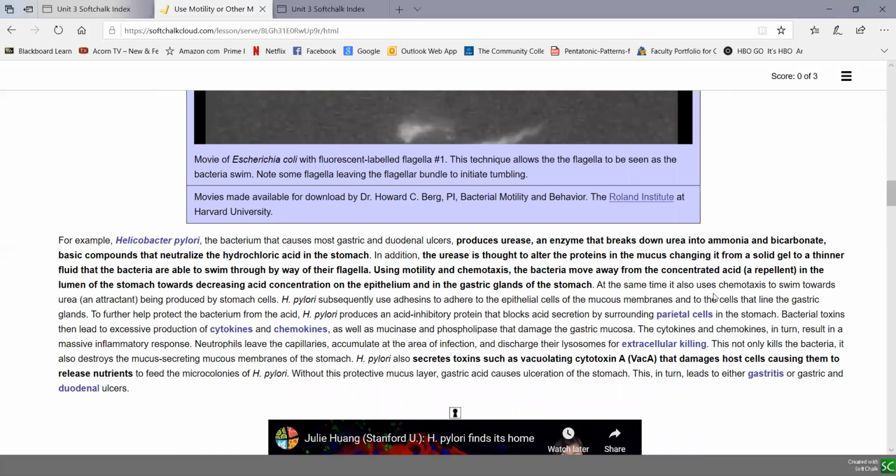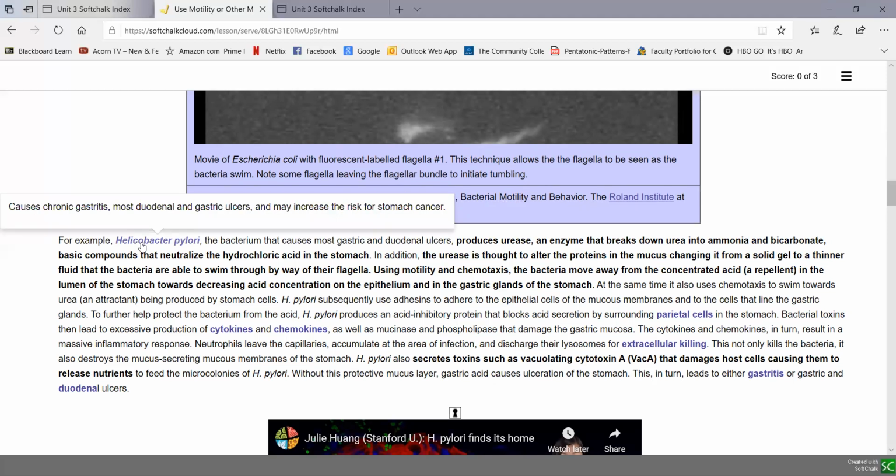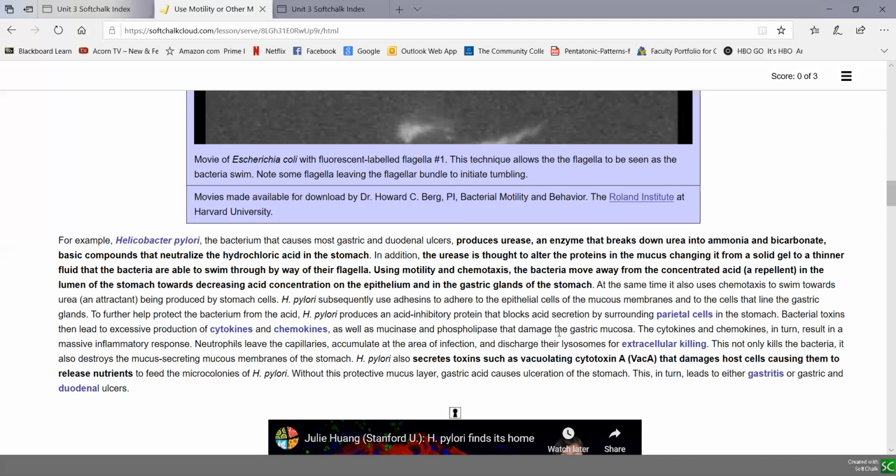Now, the example we're going to look at here and in several of the other SoftChalk lessons coming up is the bacterium Helicobacter pylori. And Helicobacter pylori causes chronic gastritis and most duodenal and gastric ulcers. It also increases the risk for stomach cancer. And it has a whole lot of virulence factors that we'll eventually be talking about. It can produce urease, an enzyme that breaks down urea, a waste product, of course, of metabolism, into ammonia and bicarbonate. And the ammonia and bicarbonate act as buffers to neutralize the hydrochloric acid in the stomach. So by breaking down urea, it forms buffers to help neutralize the acid.